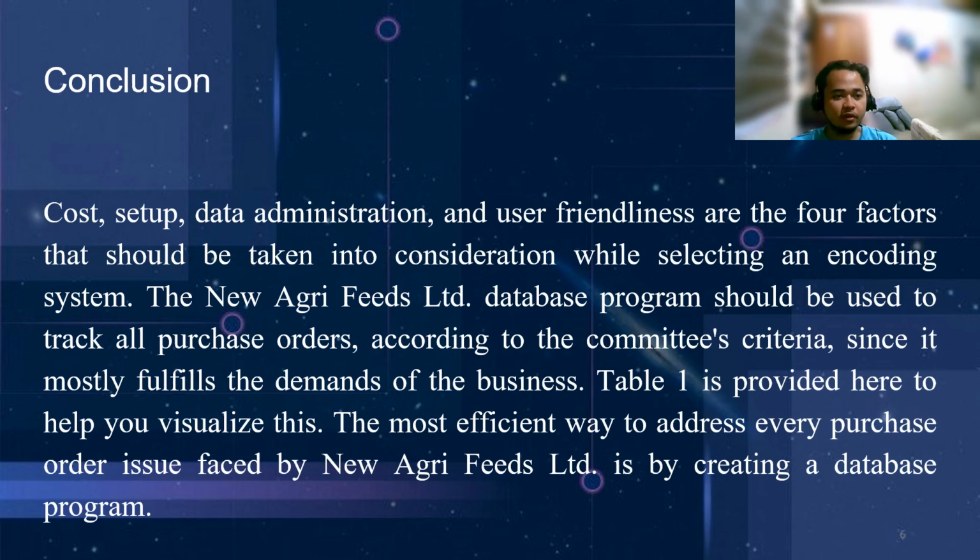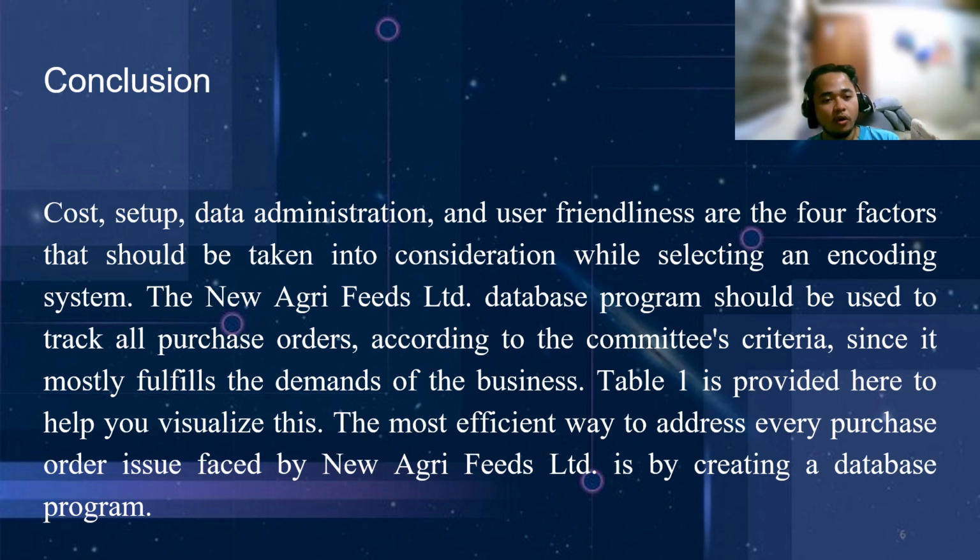So for the conclusion, cost, setup, data administration, and user friendliness are the four factors that should be taken into consideration while selecting an encoding system. The new AgriFeeds Ltd database program should be used to track all purchase orders according to the committee's criteria, since it most fully fulfills the demands of the business. So table 1 is provided here to help you visualize this. The most efficient way to address every purchase order issue New AgriFeeds Ltd faces is creating a database program.